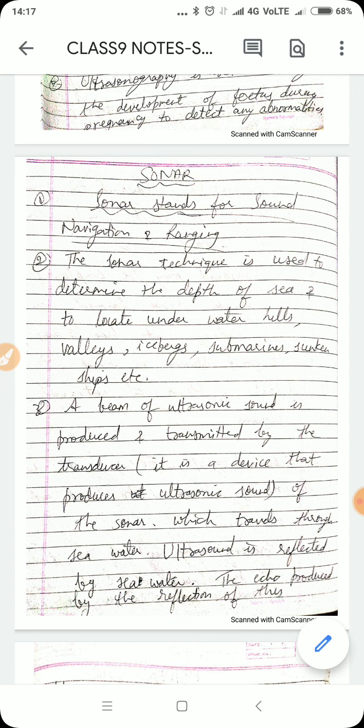Sonar. You must have heard this word earlier also. What is sonar? It is the abbreviation for sound navigation and ranging. Where is it used? It is used in ships, etc. What is the function of sonar? This technique is used to determine the depth of the sea and to locate underwater hills, valleys, icebergs, submarines, sunken ships, etc. Okay, so it is used in that area.